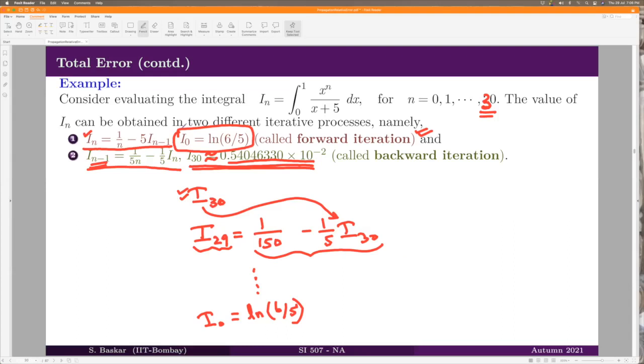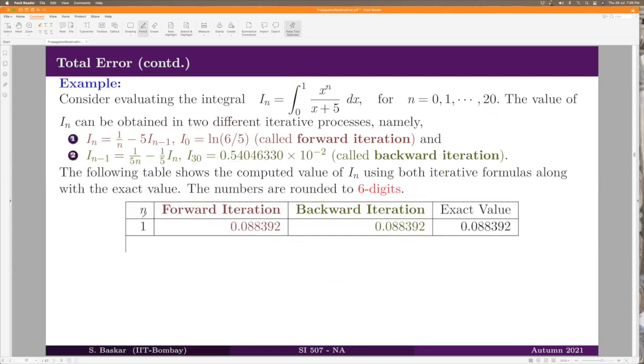We are cross-checking how well our computer can work. We are not trying to establish any method for finding the integral of this, but rather we are just using it to see how well our computer can work for us. So for forward iteration, n is equal to 1. The value using this formula, that is the forward iteration formula, is given like this. And what I did, I started with I30, then I computed I29, I28, like that. I kept on going backwards and reached I1, and that gave me this value using backward iteration.